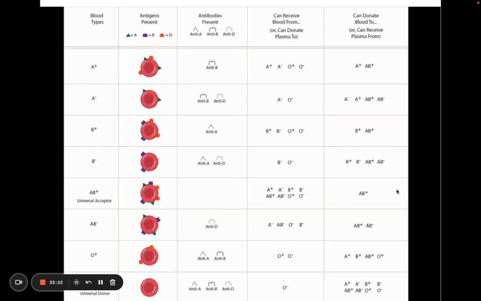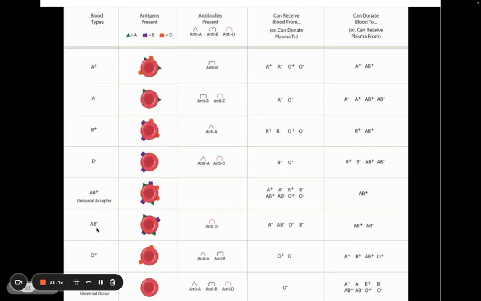Now, who can you donate to? Well, you can only donate to yourself or other people that are AB positive. There's the rub. But for you, it's super beneficial, okay? We're going to talk about the universal donor here in a second. So AB positive, super important to remember, star it, highlight it, whatever. It probably will be on the test. It is the universal acceptor.